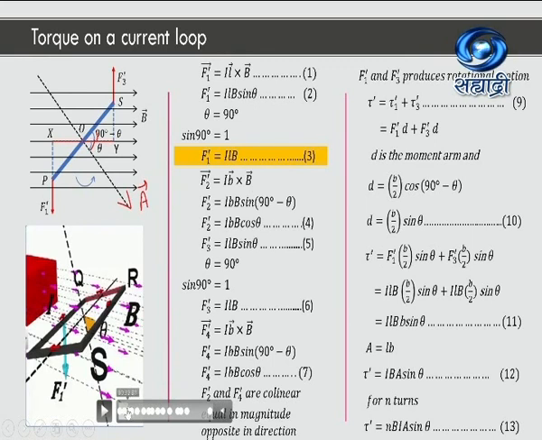So, F2 dash should be equal to I B B sine 90 degree minus theta, which is written as I B B cos theta, as sine 90 minus theta is equal to cos theta. So, can we say that the force acting on QR is I B B cos theta? What about its direction? As it is not equal to 0, like the previous case, it should have some direction.